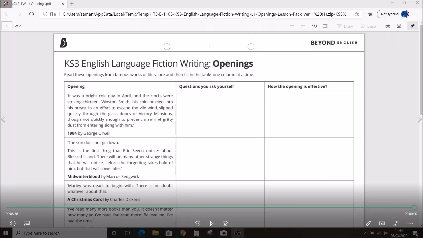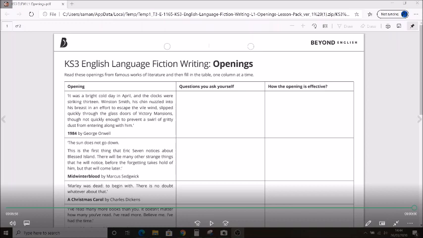I suggest you take 3 or 4 minutes, go through the column here, questions you ask yourself, and then how is that effective? Basically, what we're trying to do is come up with a list of techniques that an author can use, that you could use if you were to author, that would be effective in writing the opening to a story.